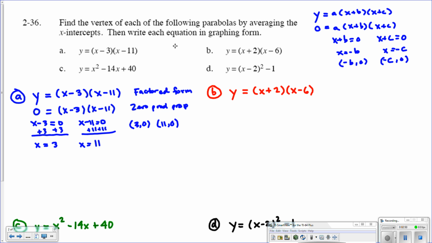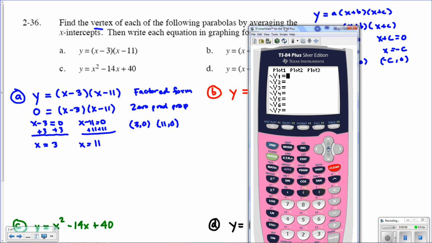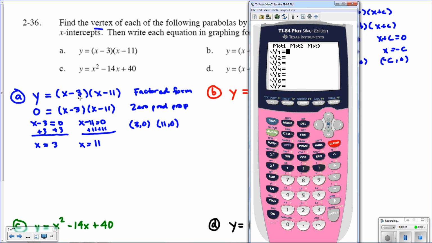Now we're not finished here. We still need to find the vertex, okay? And then we need to write in graphing or vertex form. But I just want to show you, in case you're unsure what you're doing, let's graph this real quick. We have the quantity of x minus 3 times the quantity of x minus 11. I'm going to graph it here, and you can see it probably won't all fit on here. So let's just adjust our window. Let's increase our x max to 15. That way it'll show up on here for us.